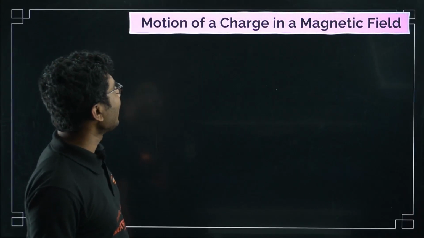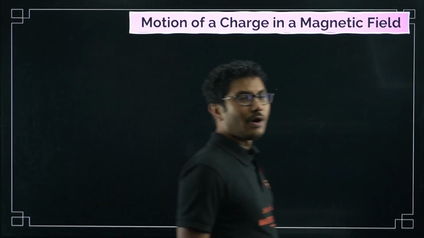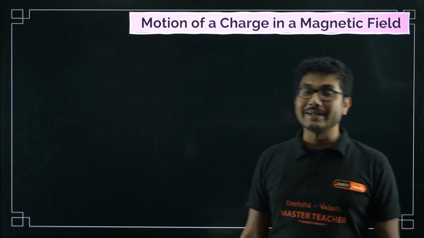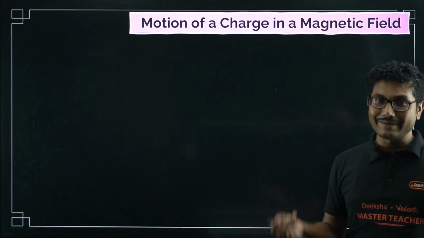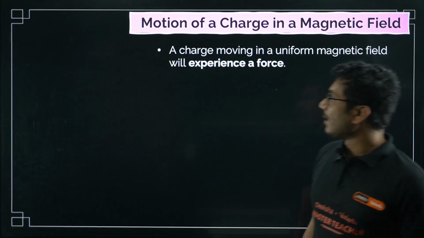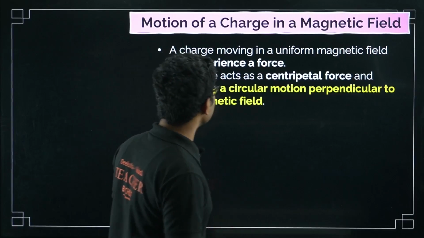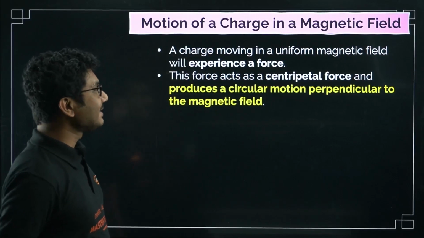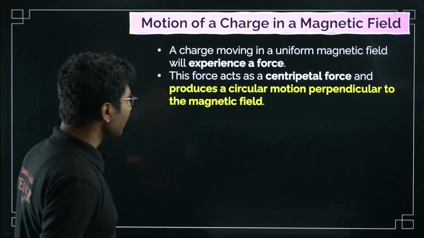Now let's move on to another part, motion of a charge in a magnetic field. Now a single charge is there and it is moving, we are back to a single charge again, and it is moving in a magnetic field alone, no electric field is present. Now a charge moving in a magnetic field will experience a force, that is Lorentz force. This force acts as a centripetal force and produces a circular motion perpendicular to the magnetic field.